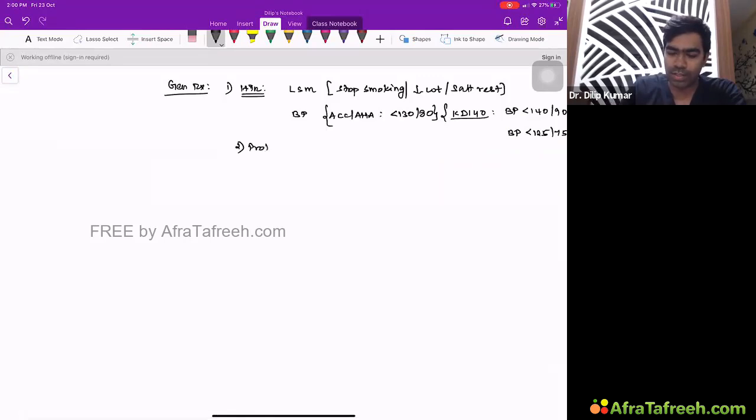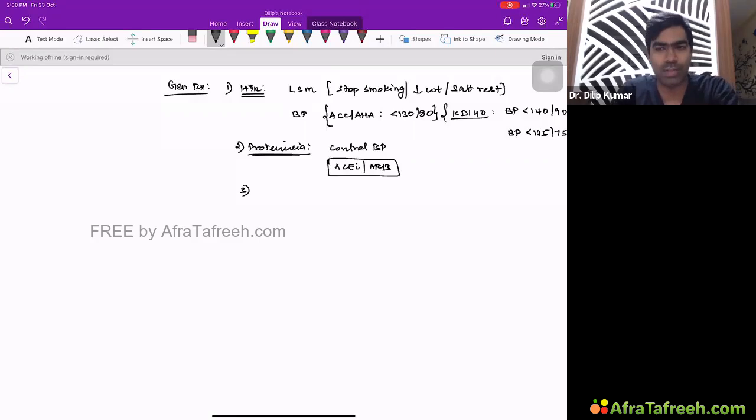And as far as proteinuria is concerned, to control proteinuria there are many things, but more importantly, you can give antihypertensive therapy, which means you're going to control the BP, number one. That's very important. At the same time, you need to give ACE inhibitors or angiotensin receptor blockers. Either one can be started, but one has to be given.